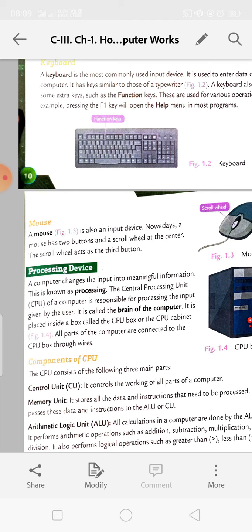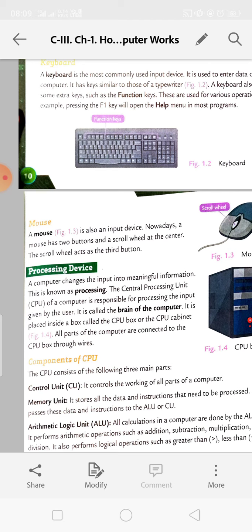The processing device. A computer changes the input into meaningful information. This is known as processing. So whenever we give an input, it changes it into meaningful information, and that is called processing. The central processing unit, CPU, of a computer is responsible for processing the input given by the user.